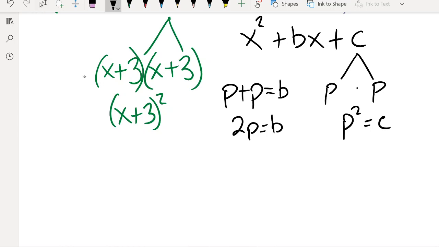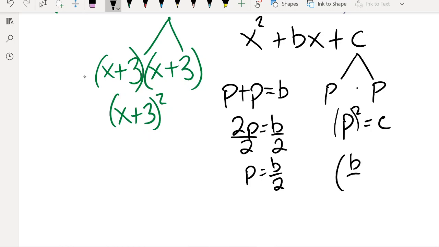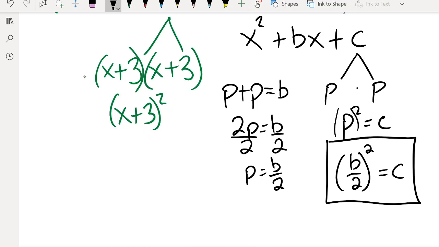I have two formulas. I'm going to do the substitution method. I'm going to divide by 2, p equals b over 2. And you can already start to see what's going to happen here. I'm going to substitute p in right here. So here's p, b over 2 is equal to p, right? And then I square it, and then I get c. There it is. There is the magic formula. That's it. That's the magic formula. b over 2 quantity squared equals c.